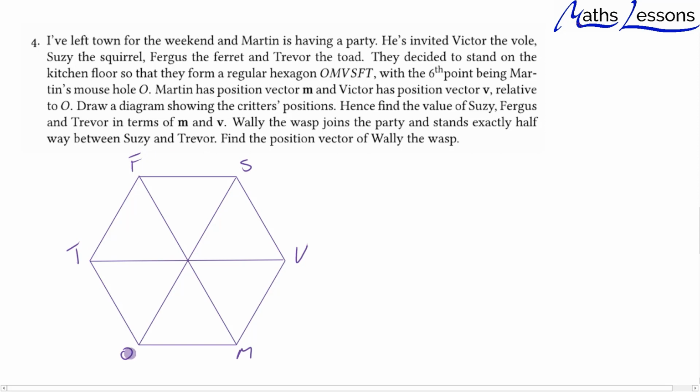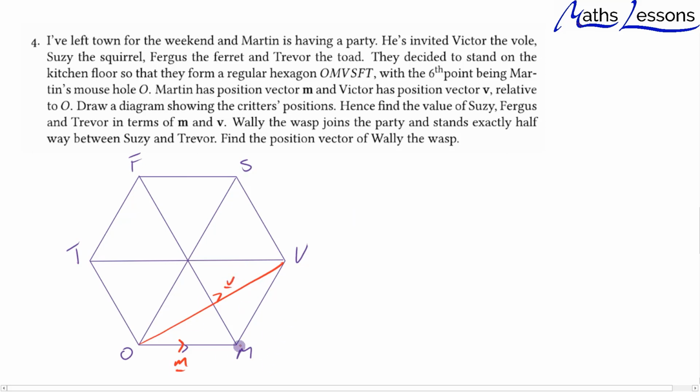Now, this is his mouse hole O, and he has position vector M from his mouse hole. Okay. And we know that Victor has a position vector relative to O of V. Let's just put these in different color. So there's V. Go rub that out and put M there. So we've got the vector M going from here to here, and the vector V going from here to here. And we want to put all the other vectors in terms of M and V.